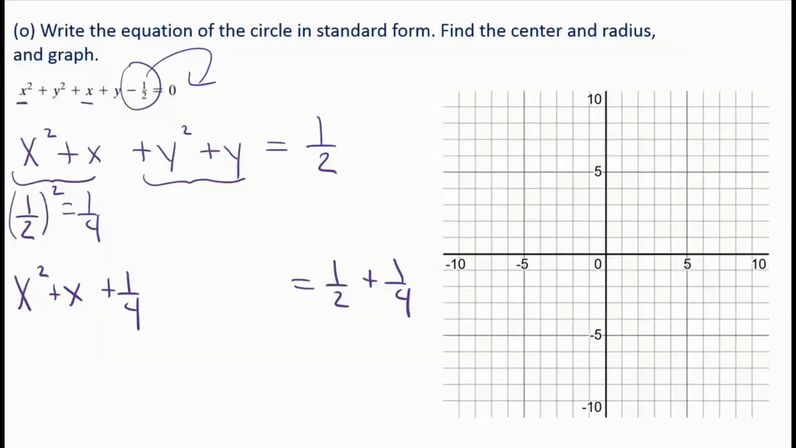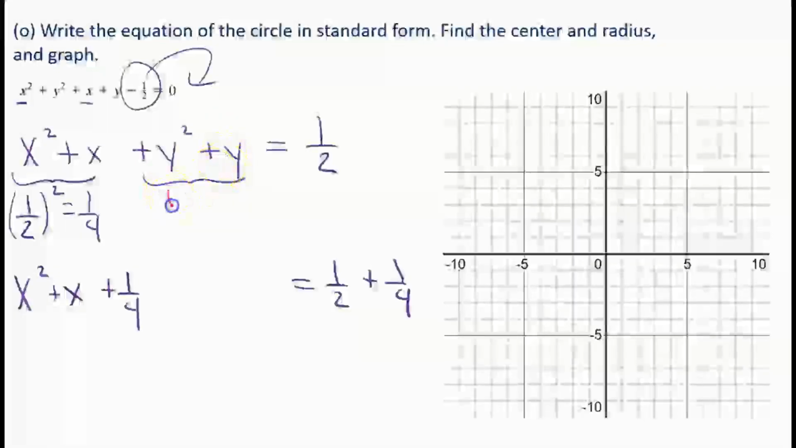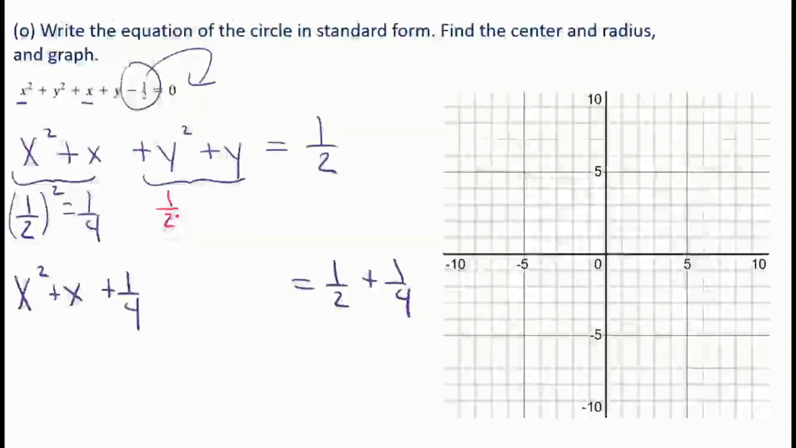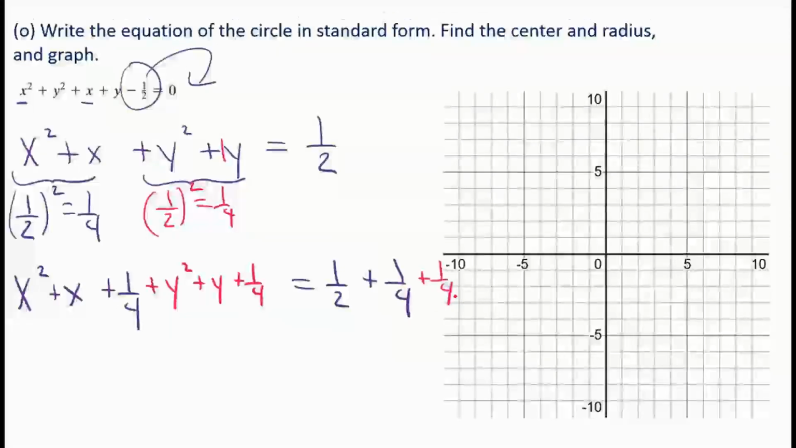Okay, now in a different color because it does make things a little more clear sometimes, I'm going to take half of my y coefficient. Y'all, that's a 1/2 again. My coefficient is 1 right here, but when I take half of it, it's 1/2. Then I have to square it and I get 1/4. So once again, I'm going y squared plus 1y, which is y, plus 1/4, and I have to add 1/4 to the other side as well. And that's to keep all of it balanced. Whatever you do to the left, you have to do the right.